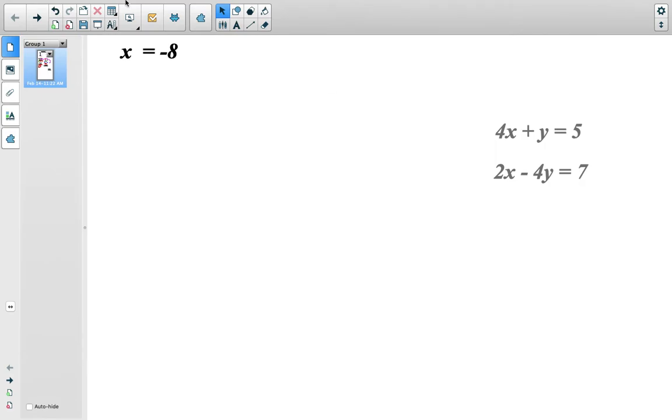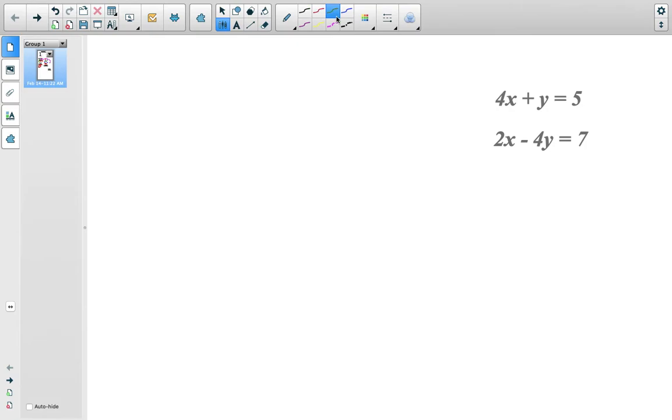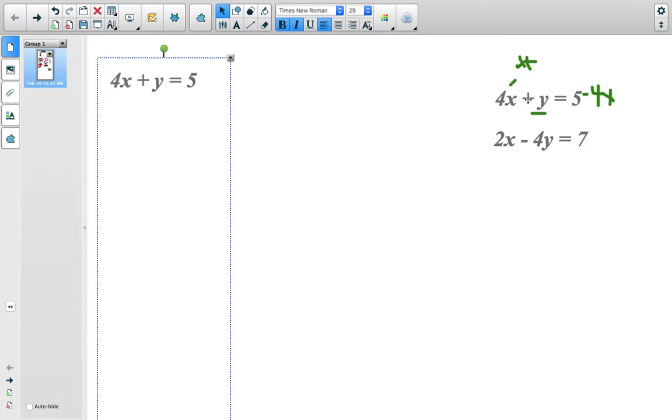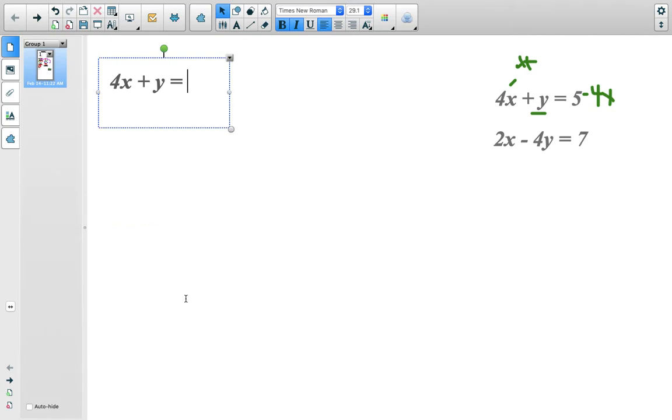So in this one, I need to find a variable that's easy to isolate for. So the easiest one to isolate for is this y over here, because it's already by itself in a way. So I'm going to subtract 4x from both sides, and then I'm going to get y equals 5 minus 4x. So 5 minus 4x is what y ends up equaling.